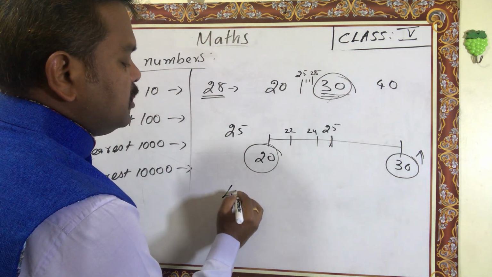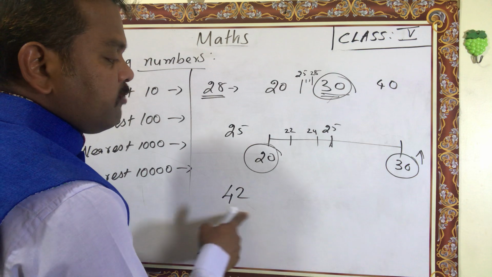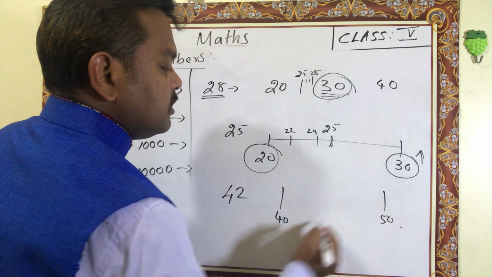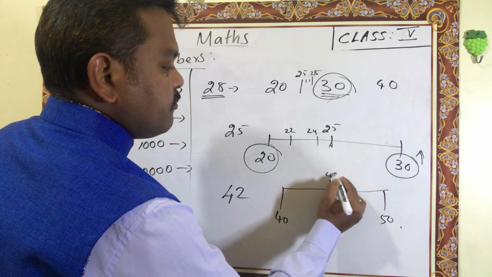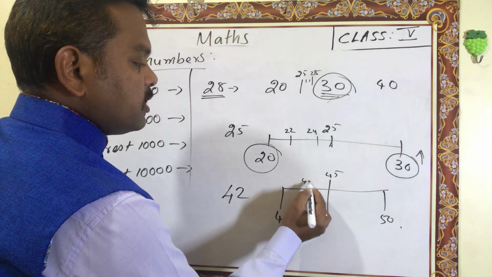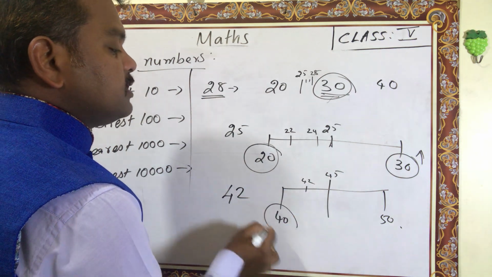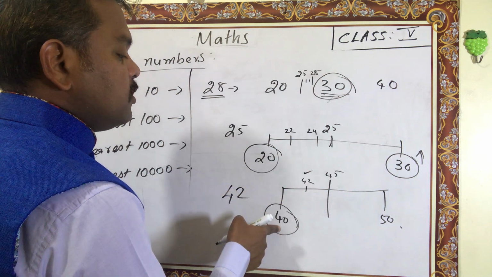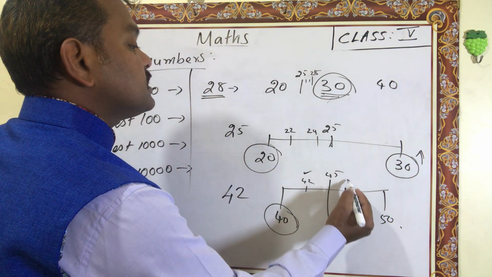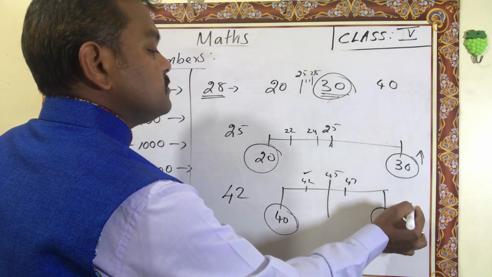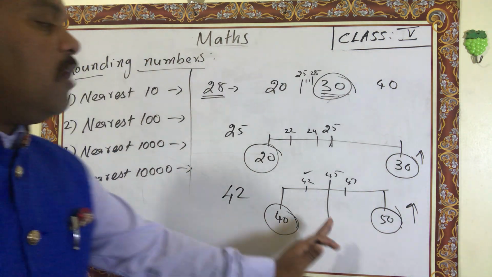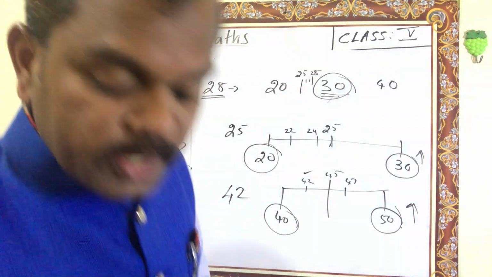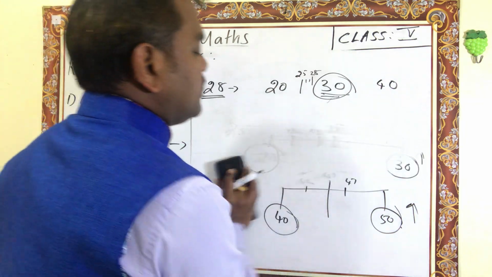One more example, 42. What will be the answer nearest to 10? 40 will be here and 50 will be here. In between 40 and 50, 45 is the middle, and 42 will be here. What is our answer? 40 is the answer because 42 is less than the half. If it is 47, 50 will be the answer. So half and more than half, you have to take the next number. Less than half, you have to take the previous number for rounding the numbers. So this is nearest 10.